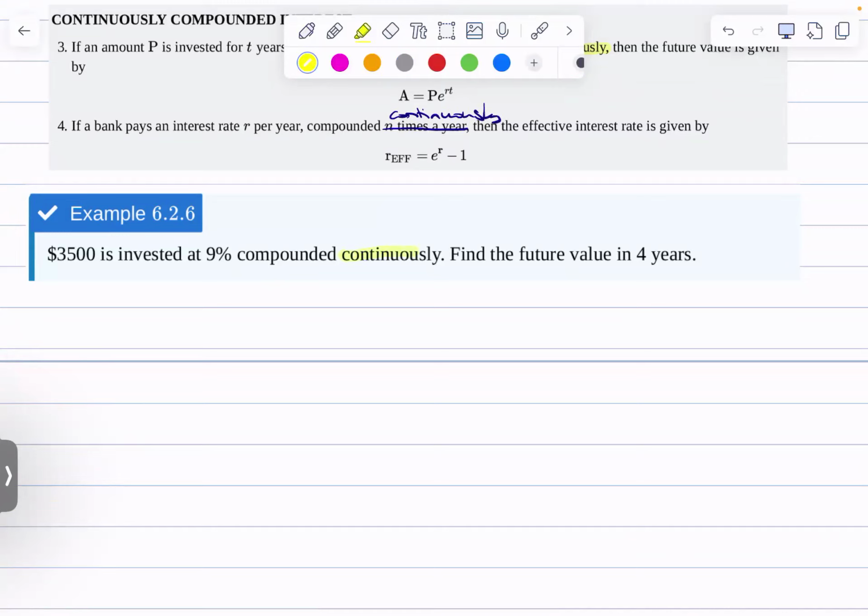Key here is compounded continuously. $3,500 is invested at 9% compounded continuously. Find the future value, which is your accumulated amount, A, in 4 years. So same as always, I think it's nice to highlight what it is you're looking for.